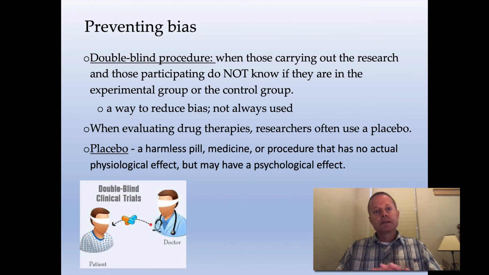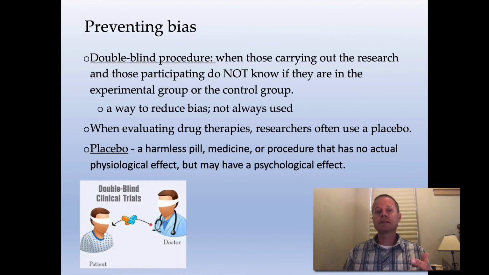So there can be bias in research. There can be experimenter bias. If you're doing this study on breast milk and formula, you might be super excited. You might believe that breast milk affects intelligence. So you want to keep that bias under control. And one way you can do that is called a double-blind procedure. That's when the people carrying out the research and the ones participating do not know if they're in the experimental group or the control group. So you don't always do this, but some research this works really nicely for.